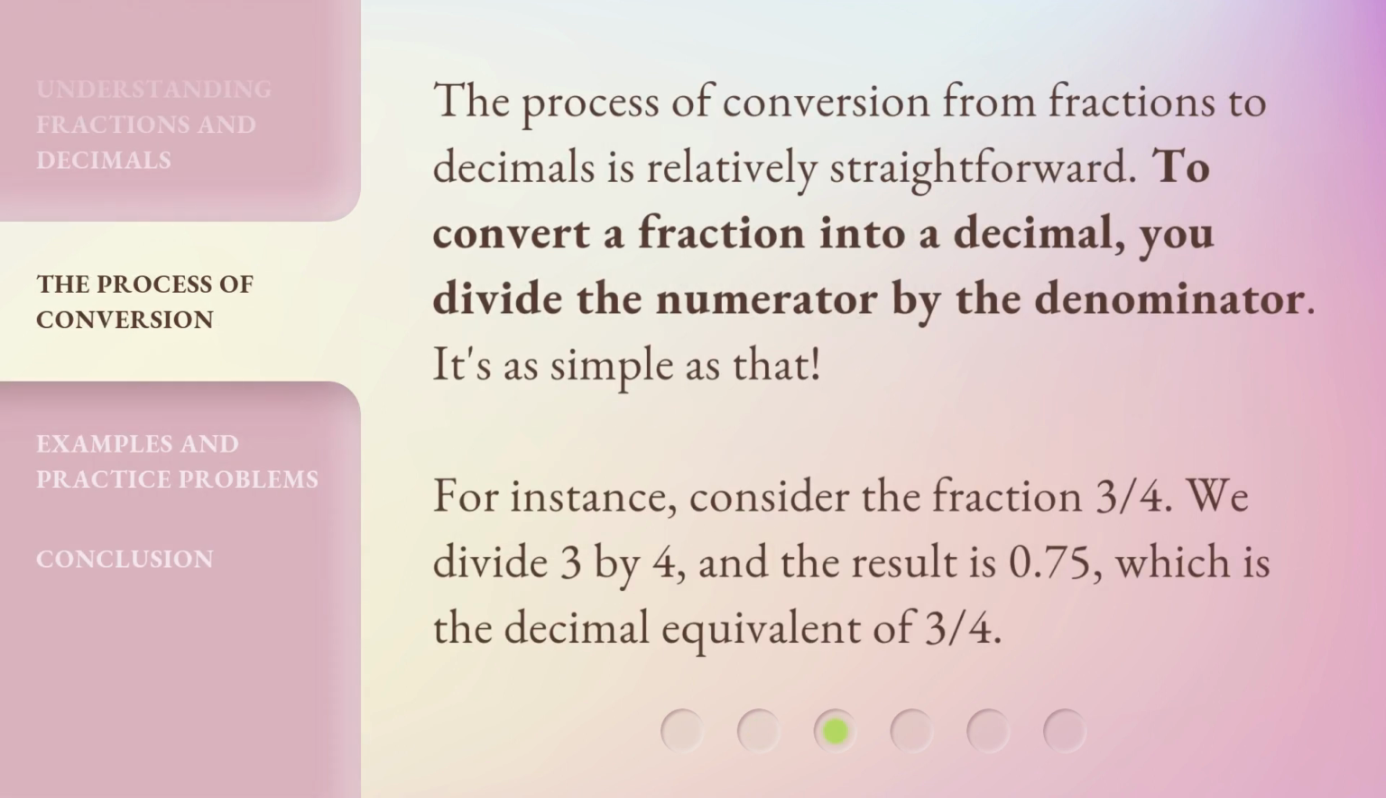The process of conversion from fractions to decimals is relatively straightforward. To convert a fraction into a decimal, you divide the numerator by the denominator. It's as simple as that. For instance, consider the fraction 3/4. We divide 3 by 4, and the result is 0.75, which is the decimal equivalent of 3/4.